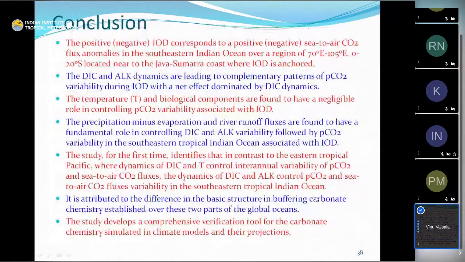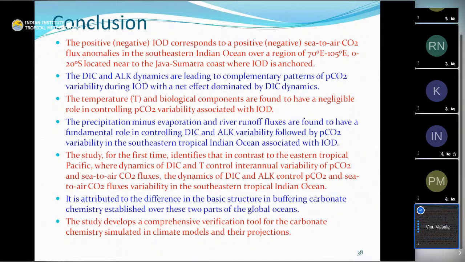So I now come to the conclusion. And what is the conclusion we arrived at by doing this work? The positive IOD corresponds to positive sea-to-air CO2 flux anomalies in the southeastern Indian Ocean over a broad region of 70 east to 105 east and 0 to 20 degrees south. And the DIC and alkalinity are the leading complementary patterns of PCO2 variability during IOD, with the net effect dominated by DIC dynamics. Okay.